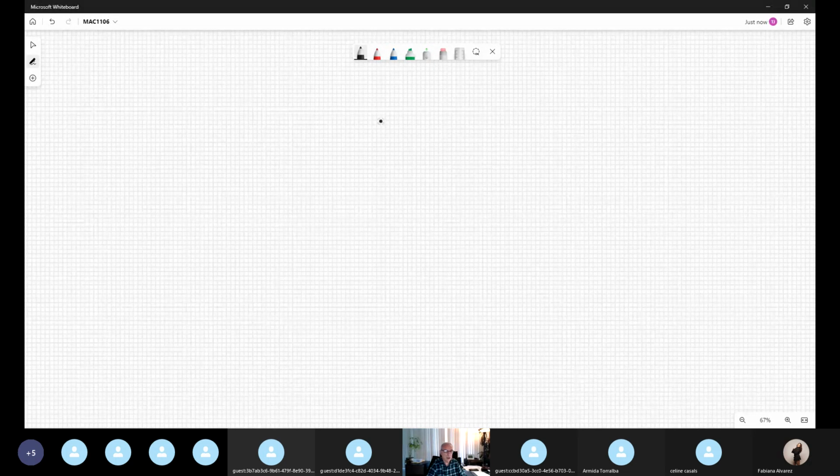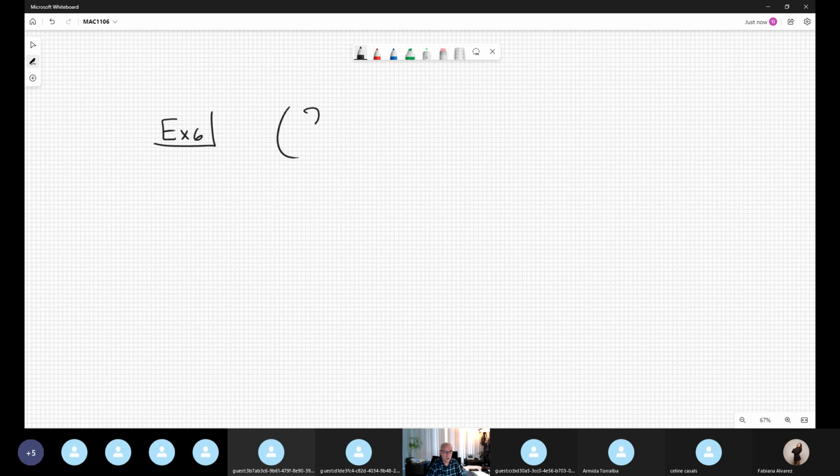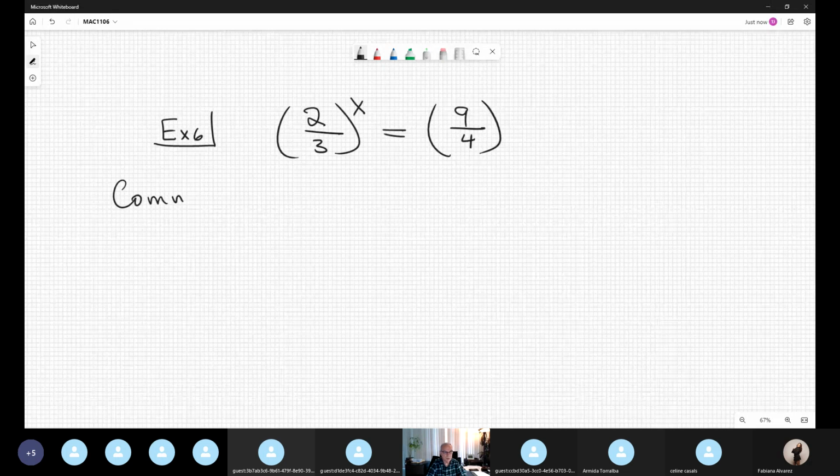Okay, number 6, a new situation. We'll see if you can get it or no. (2/3) raised to the x power is equal to 9/4. Wow, confusing because it's a fraction, no? But remember, the question is always common base, no? Common base. But is there a connection between 2 and 4 and 9 and 3, or no? I suppose yes, right?